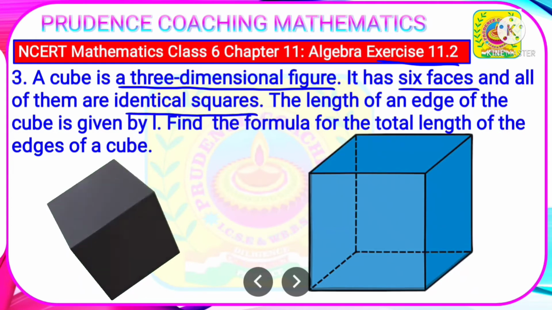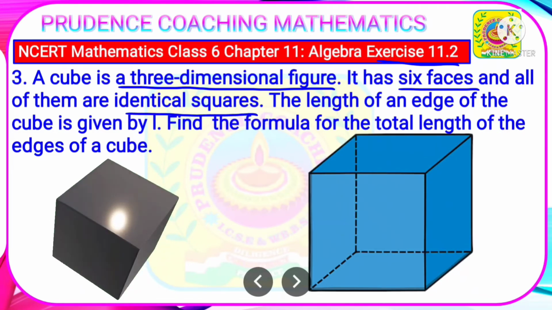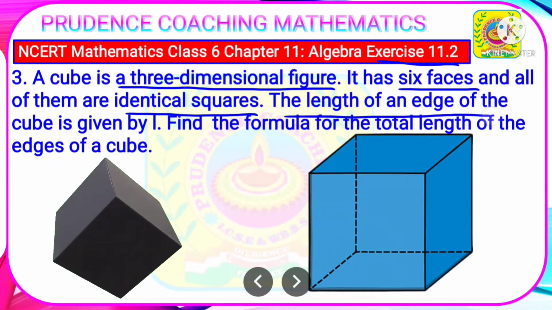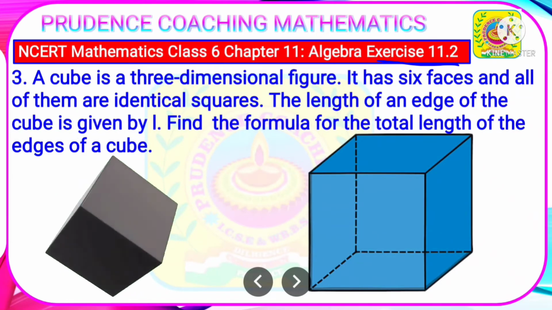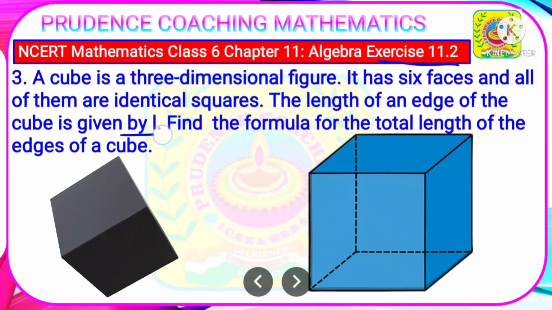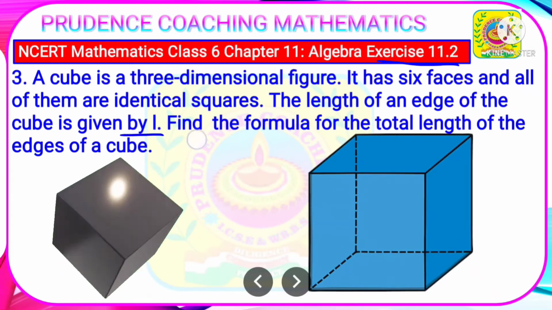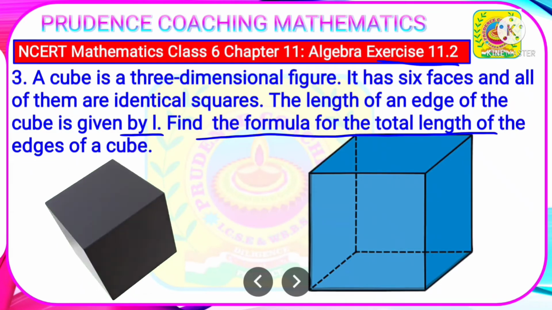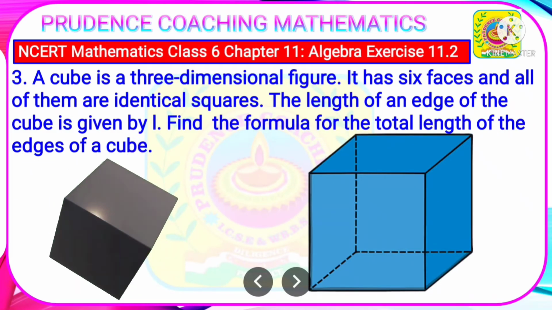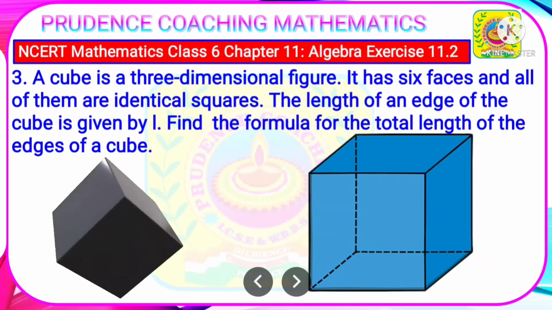So all of them are squares of equal shape and size. The length of the edge of the cube is given by L. So if the length of the edge of this particular cube is given by the letter L, find the formula for the total length of the edges of a cube.